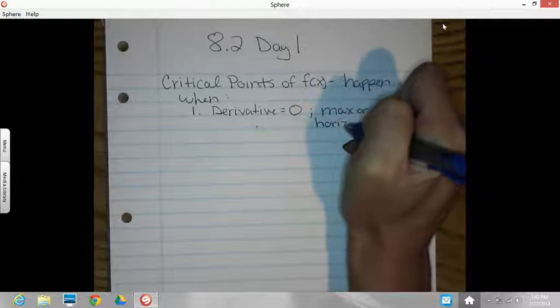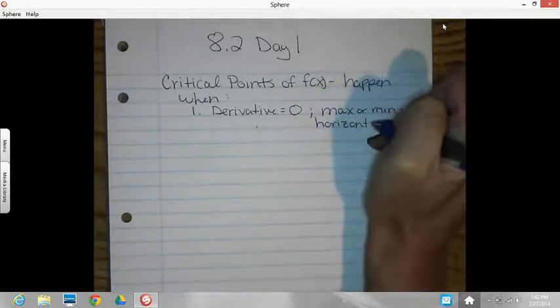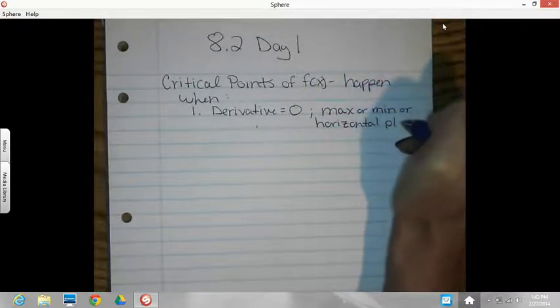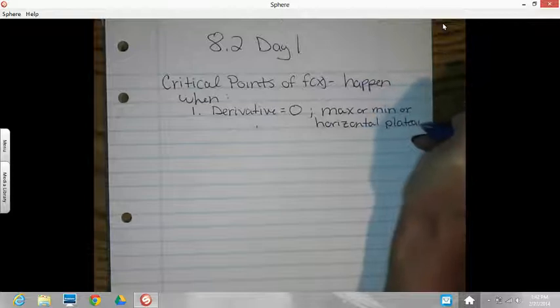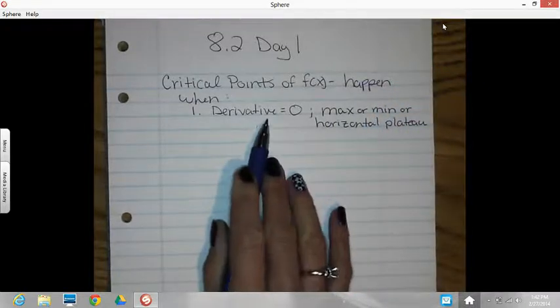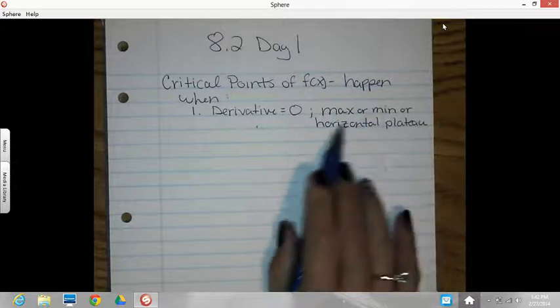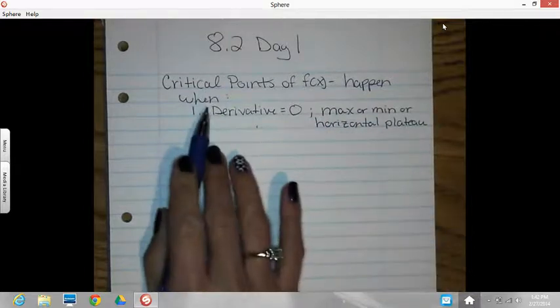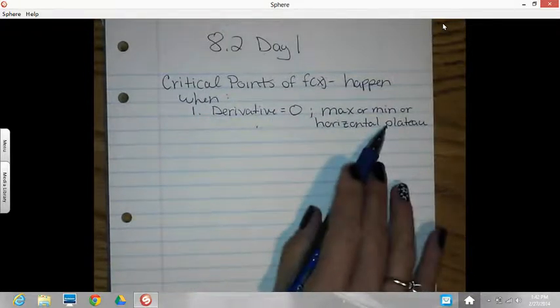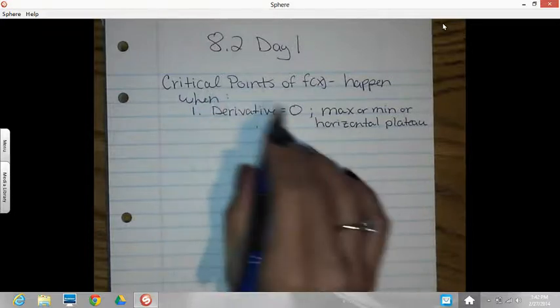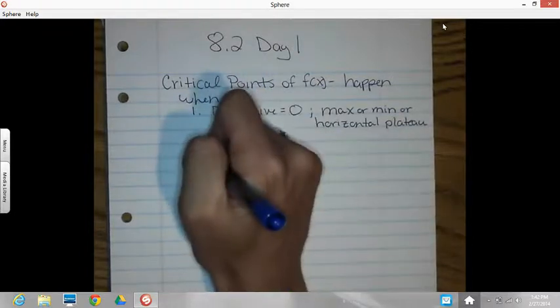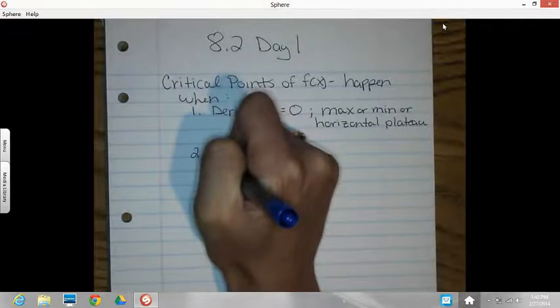And I'll show you one of those in a minute. So that's the only time the derivative is going to equal 0, at a max, a min, or horizontal plateau. So obviously, those are 3 critical points. Critical points also happen when the derivative is undefined.